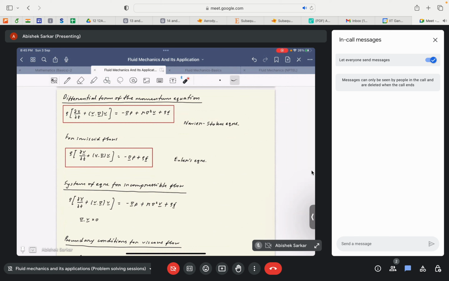Again, this equation is only valid for Newtonian fluids, right? But still, since Newtonian fluids comprise most of the fluids that we deal with in our day-to-day life, the applicability or the generality of the Navier-Stokes equation is very vast and thus has a very large area of applications. And that's why I am saying this is one of the cornerstones, or the fundamental building blocks, of fluid mechanics.